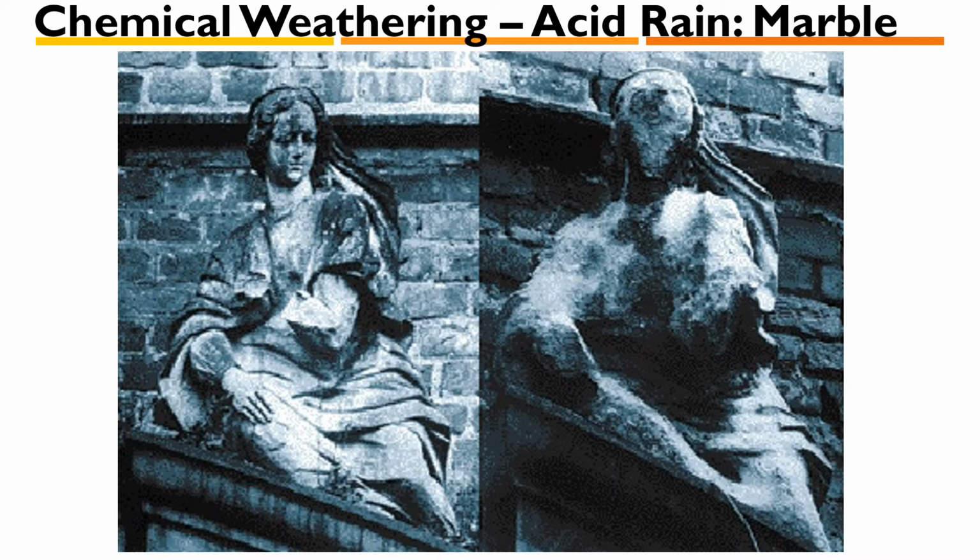This image is showing a statue before and after exposure to acid rain. This statue is made up of marble. On the left, you can see that the statue has a clear face and also clear hand and arm structures. If you look on the right side after being exposed to acid rain, you can no longer see the face of the statue, and the arm and the hand structures are completely missing. That's the best example we have here of chemical weathering.